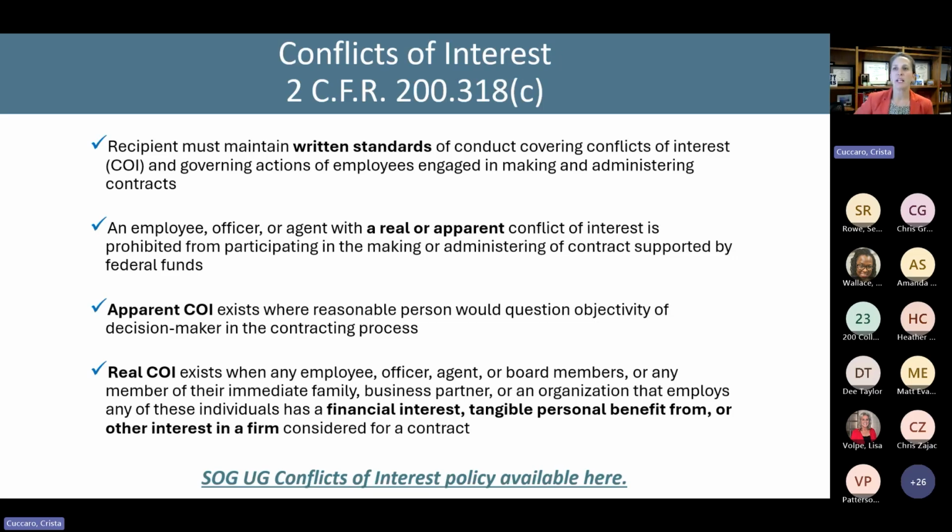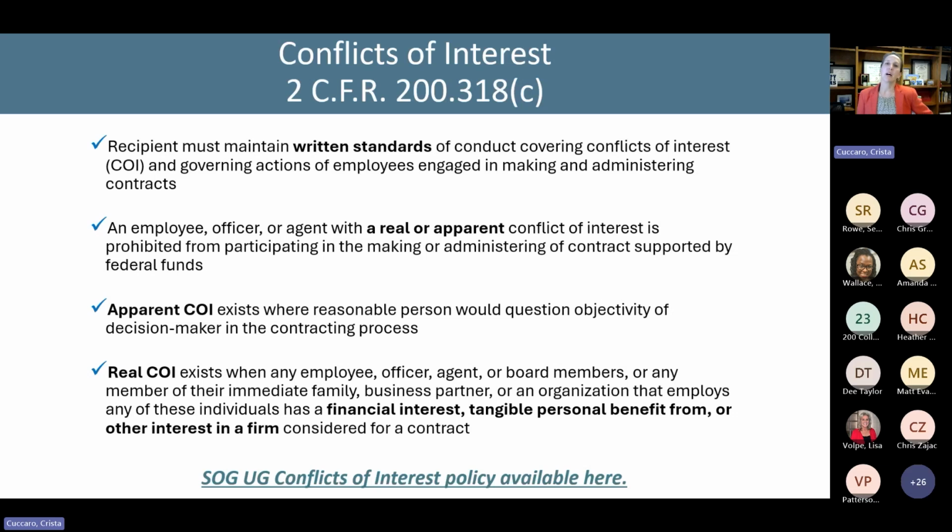So if an employee, officer, or agent has a conflict of interest, real or apparent, related to a contract supported by federal funds, they can't participate in the making or administering of that contract, right? And you can imagine why, right? We don't want people who have interests in contracts influencing the contracting process.